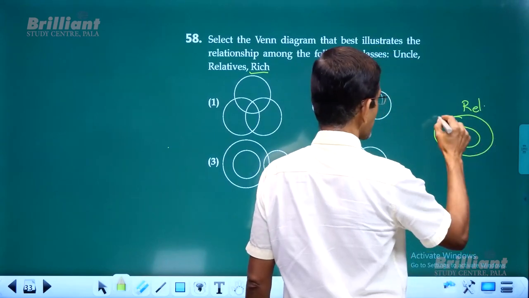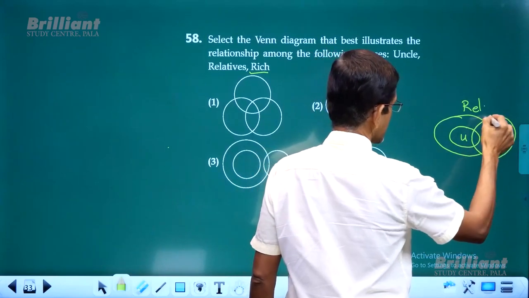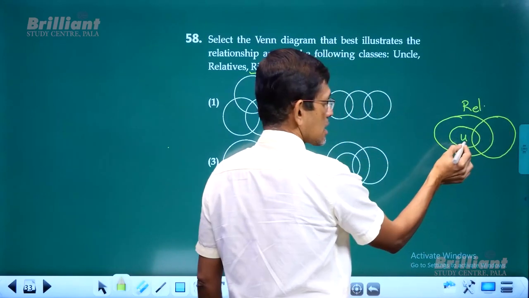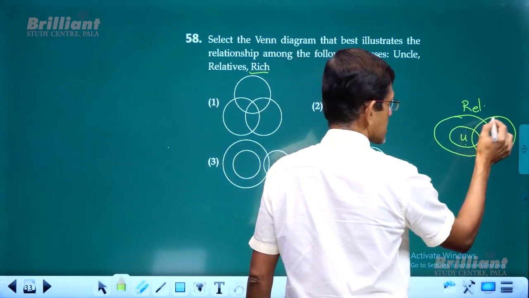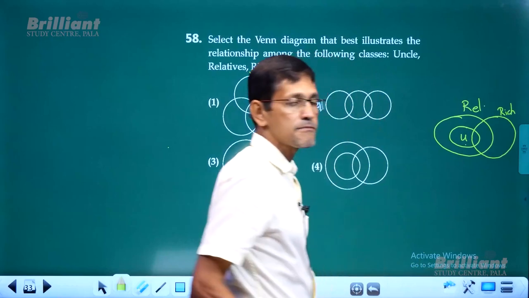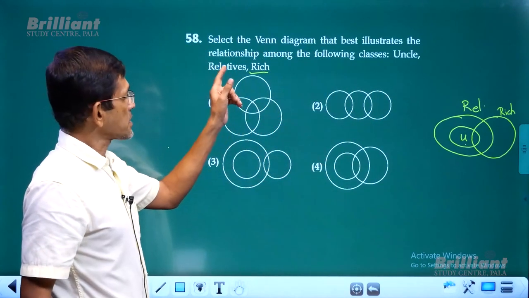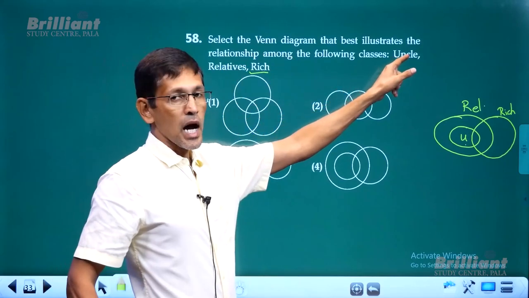And now we are looking for rich. And the rich diagram would be cutting these two. That means rich would be cutting uncle and relatives. So some of the relatives are rich. Some of your uncles are rich as well. So that's the best diagram to represent the three items.